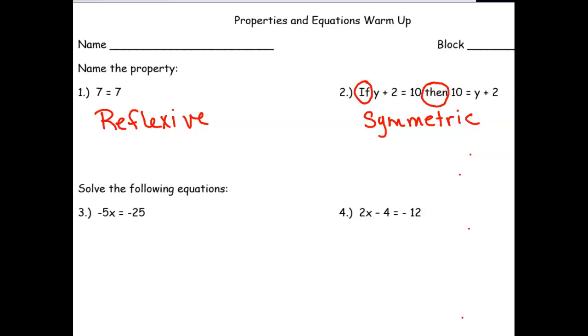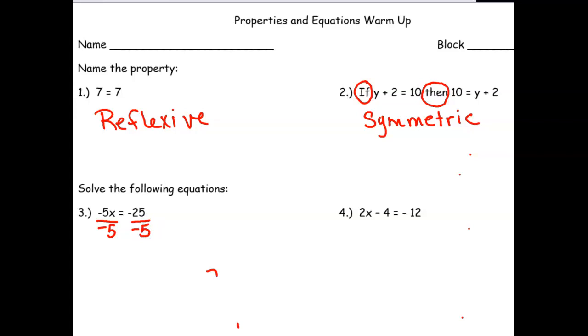All right, number 3 in the warm-up is going back in time and solving a one-step equation. We're trying to get x by itself, isolate the variable. And we learned last year that to get the variable by itself, you do the inverse operation. So negative 5 times x, the inverse of multiplying would be division. So we're going to divide by negative 5. We also learned the golden rule of algebra: whatever we do to one side of the equation, we have to do to the other.